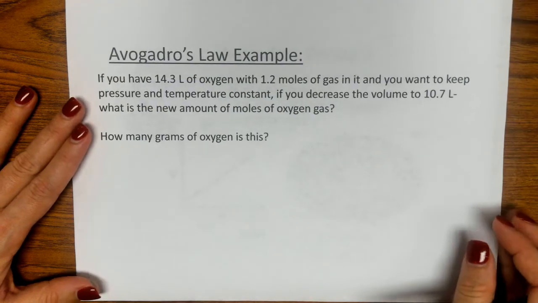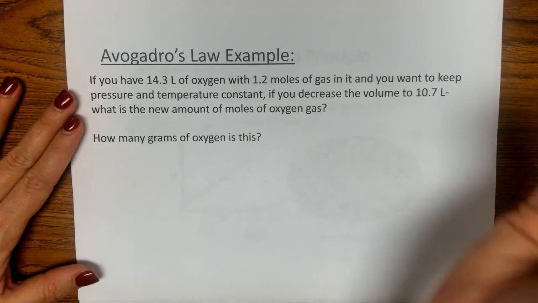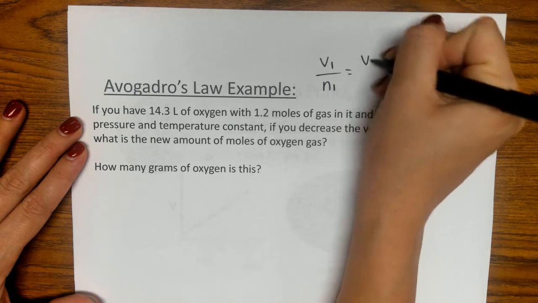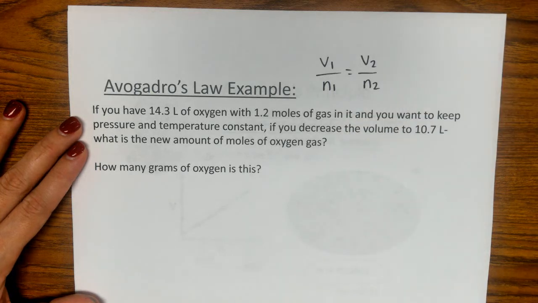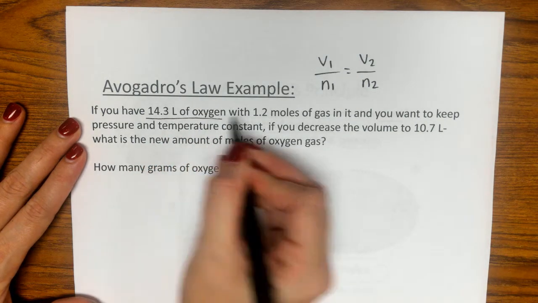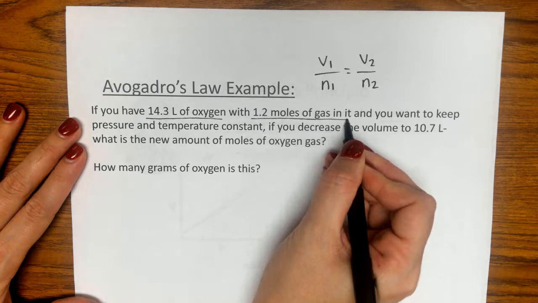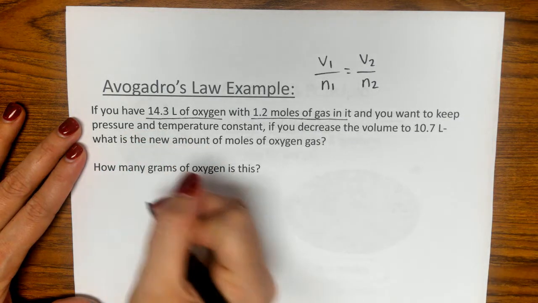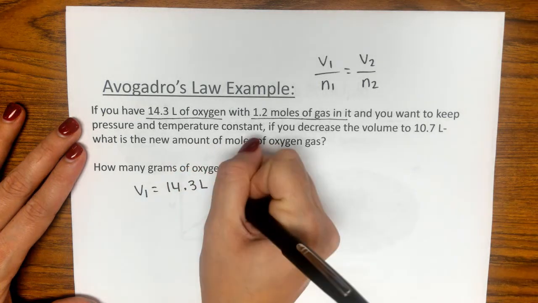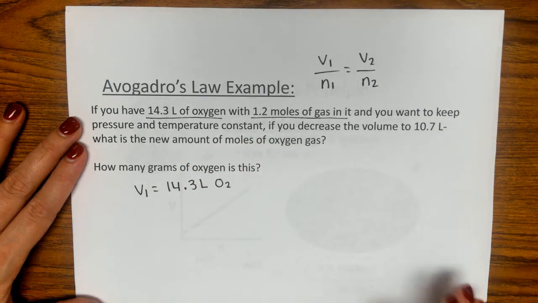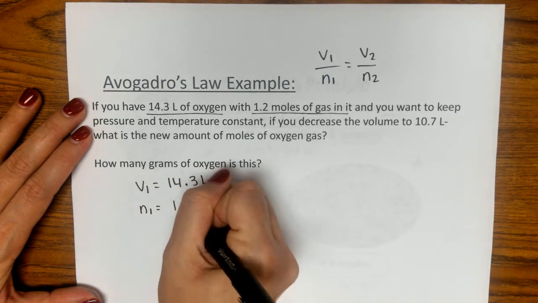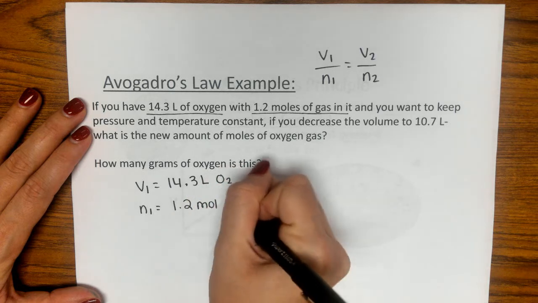And we've got one example problem to do with Avogadro's law. So again, I'll write the equation. It's V1 over N1 equals V2 over N2. Okay, so we have 14.3 liters of oxygen, and it has 1.2 moles of gas in it. So my initial volume, my V1, is 14.3 liters, and it's oxygen, which is O2. My N1, my initial moles, is 1.2 moles of oxygen.